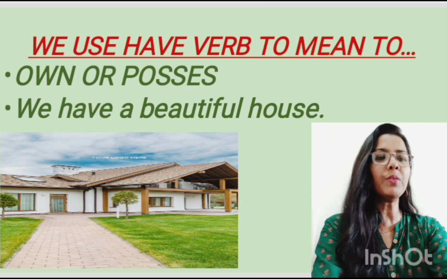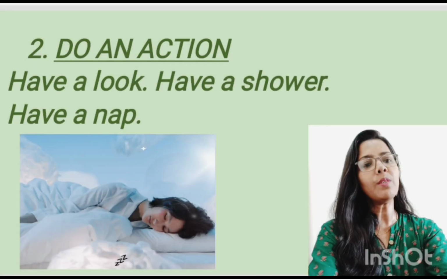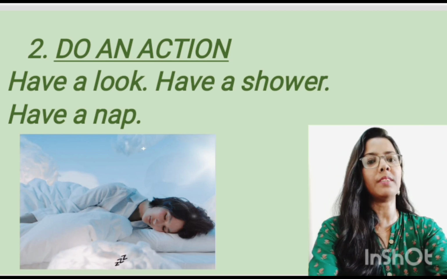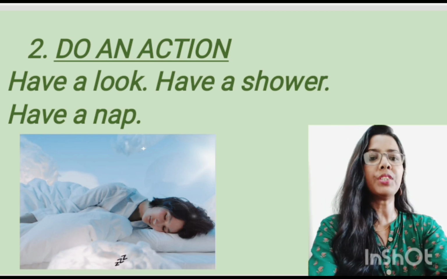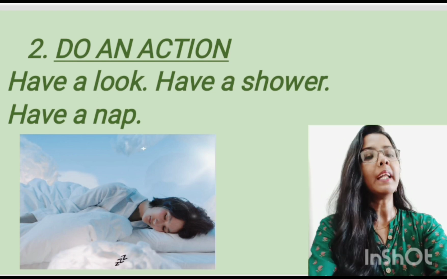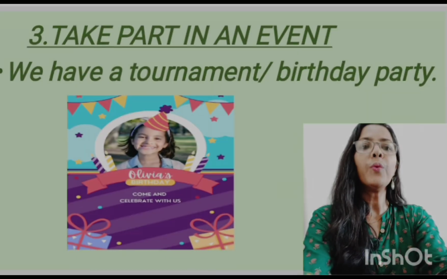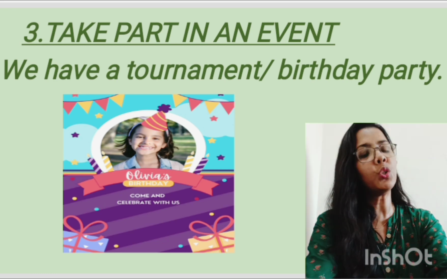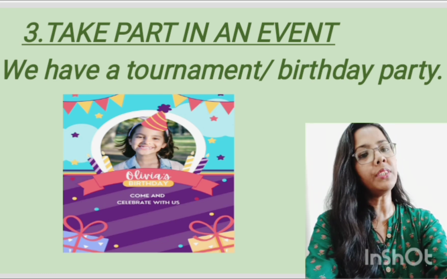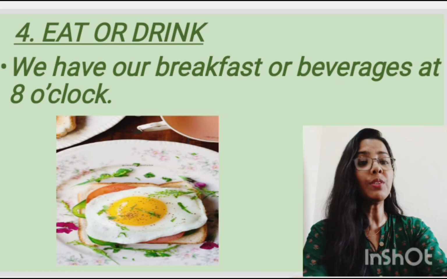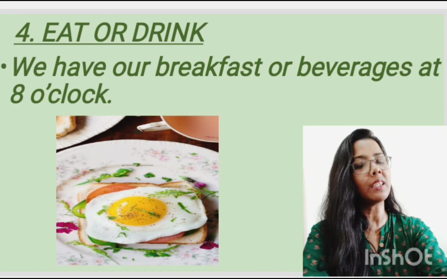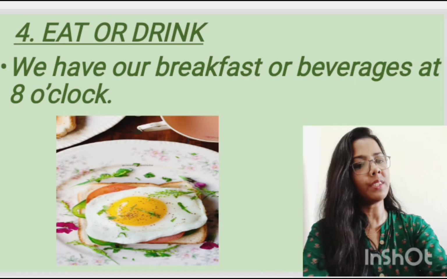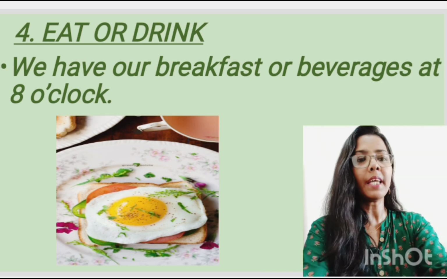We have a beautiful house. We use have to do an action. Have a look, have a shower, have a nap. Nap is short sleep. We can use have to take part in an event. We have a tournament. We have a birthday party. We also use have to eat or drink. We have our breakfast or beverages at 8 o'clock.